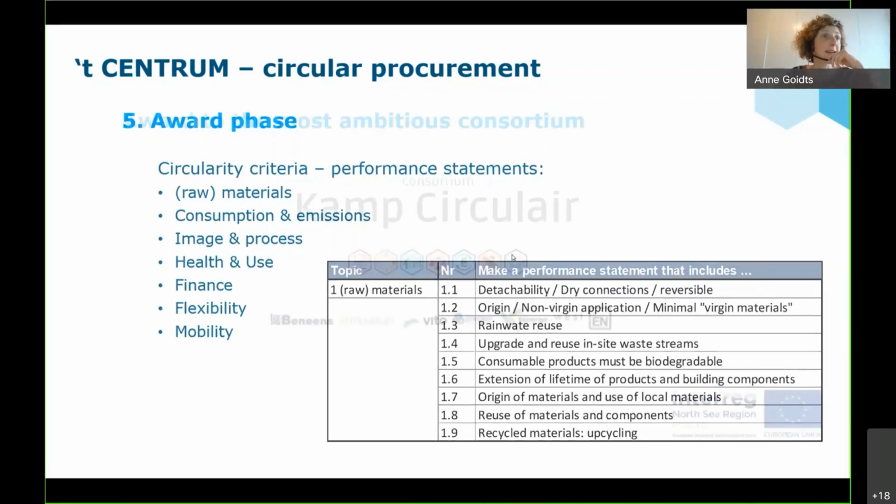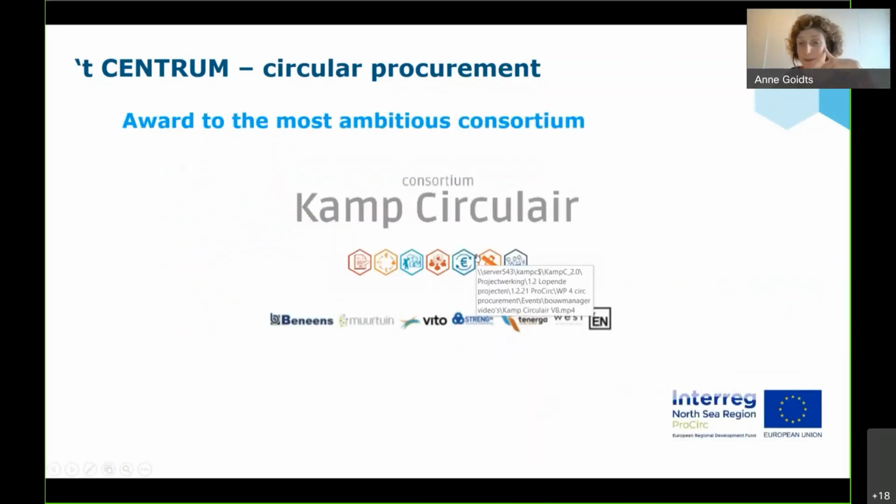And so the award went to the most ambitious consortium, of course, and it was Camp Circulaire. With these partners: Beneens, Muurtuin, Vito, Strength, Tenergia, West Architecture, and TEN. And these are all different. So there's an architect, a contractor, a consultancy, an engineer. So very different companies that really work together. It was really also a reason why they have won.